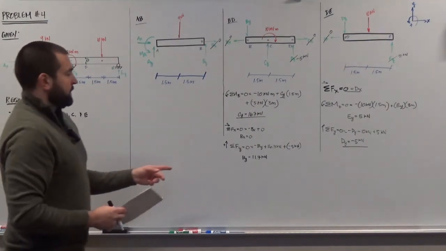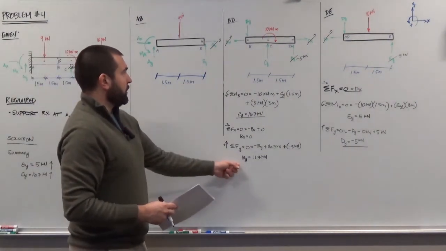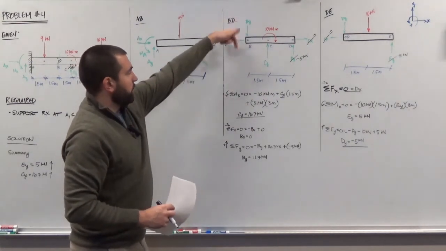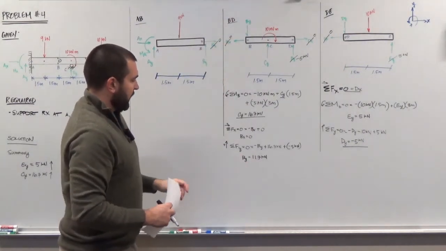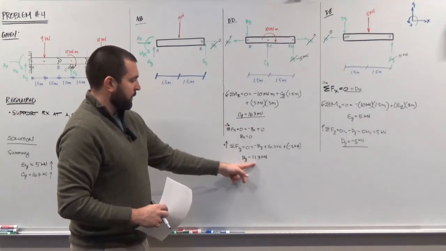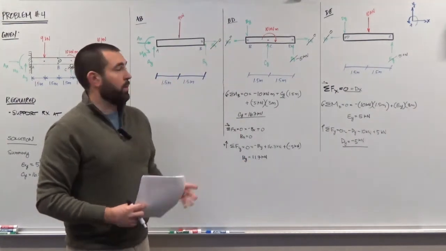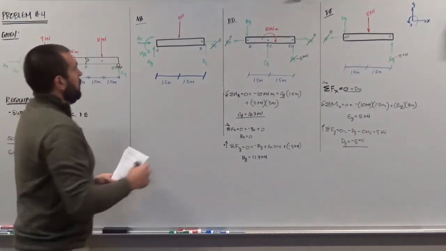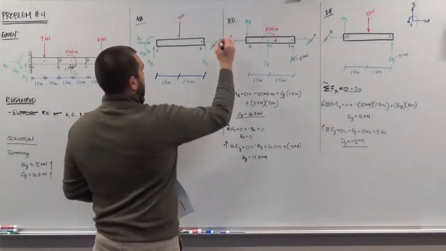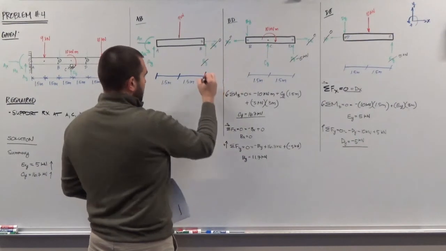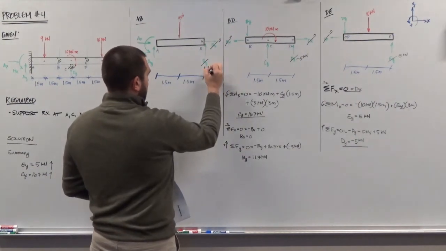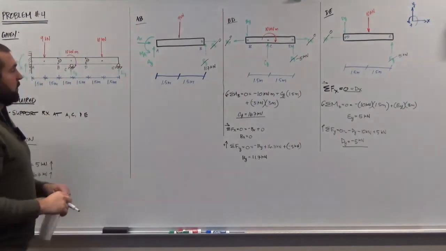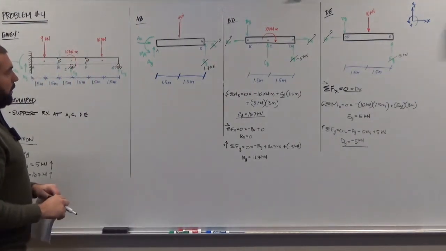So here we guess the correct direction of By. I assumed that it was going down, and the signs worked out where I got a positive value for By, so I did guess the correct direction here, which is great. So here, By is 11.7 kilonewtons, and now I can work on the last free body diagram.